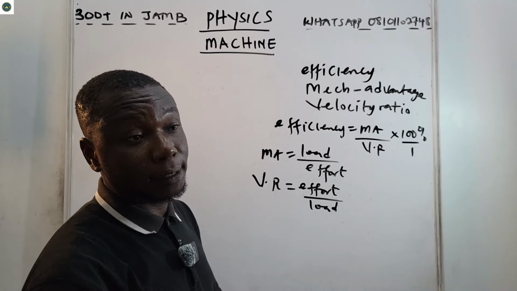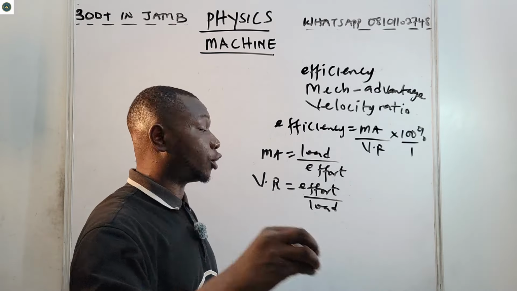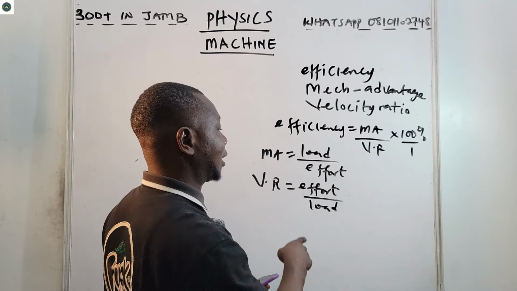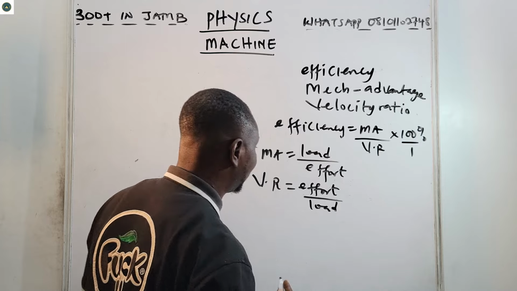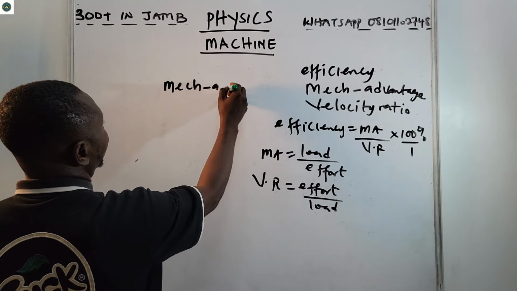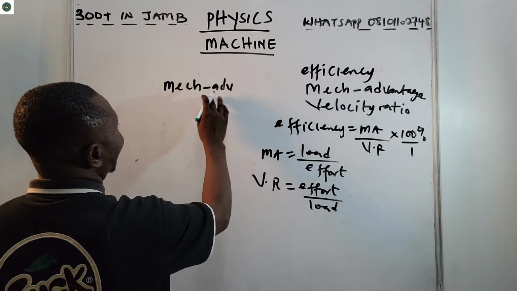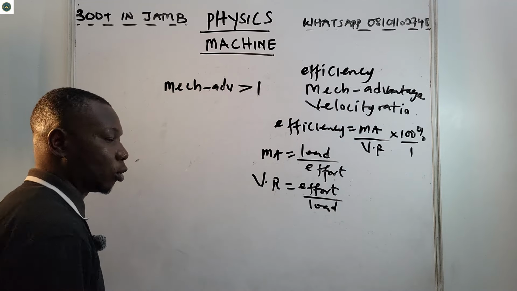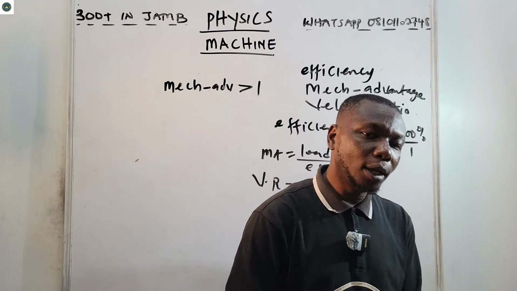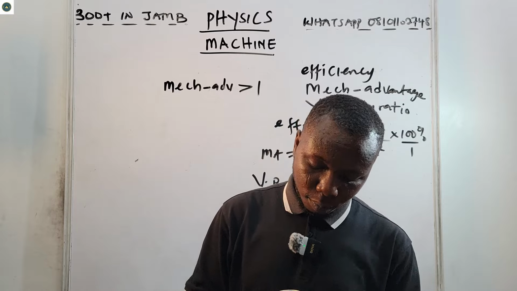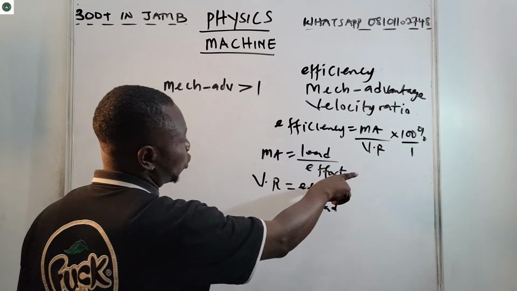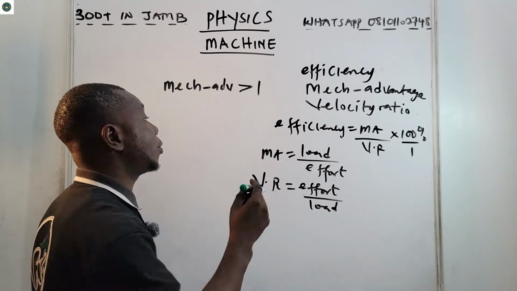Now, sometimes if we need to reduce effort, that implies that the mechanical advantage will be greater than 1. If mechanical advantage is greater than what? Than 1, it means we have reduced effort. Now, most machines are designed so as to reduce what? Effort. For example, like the screw jack.